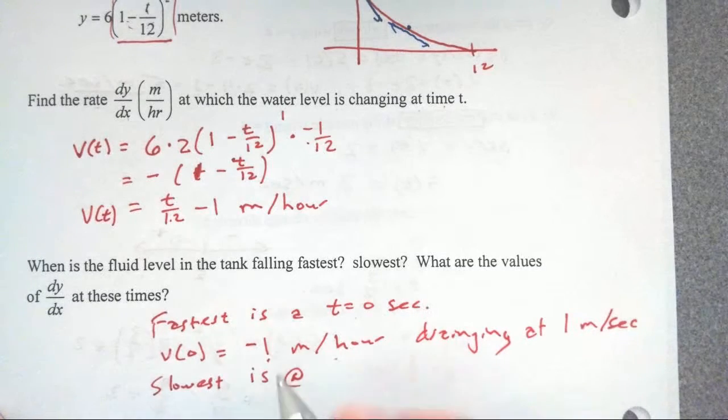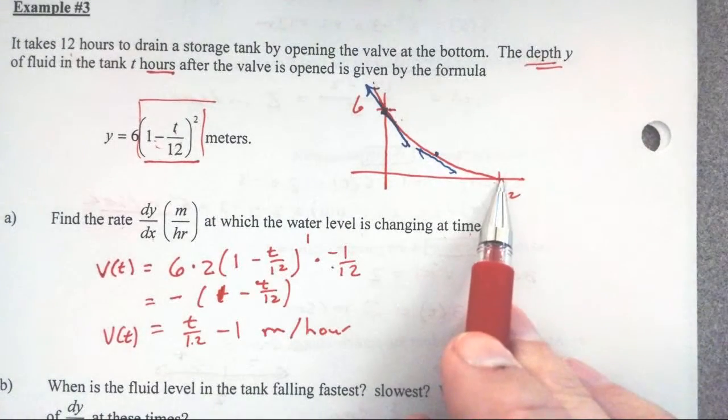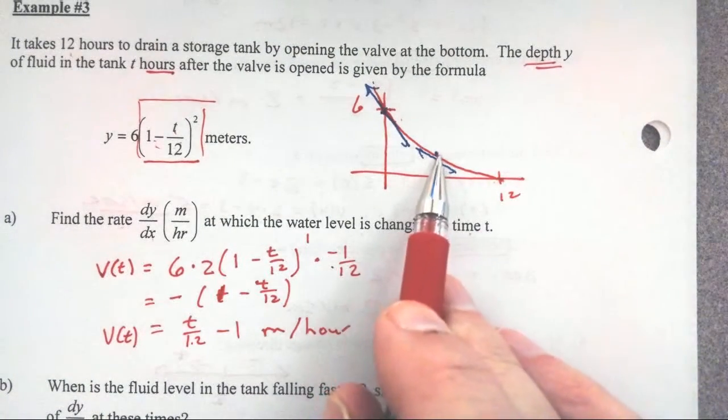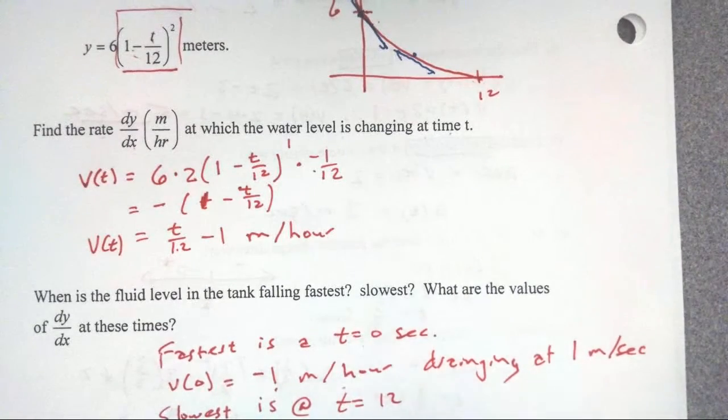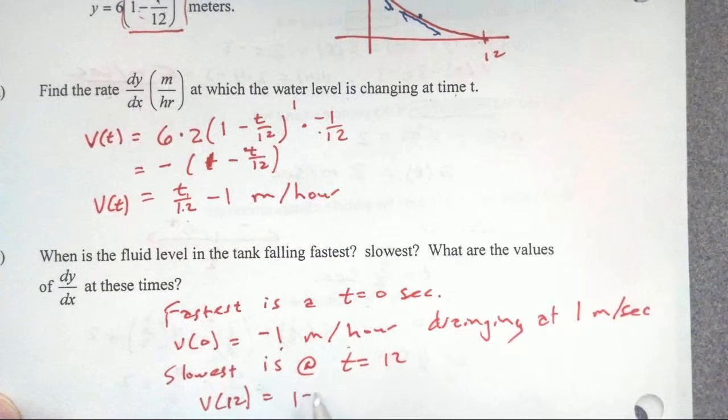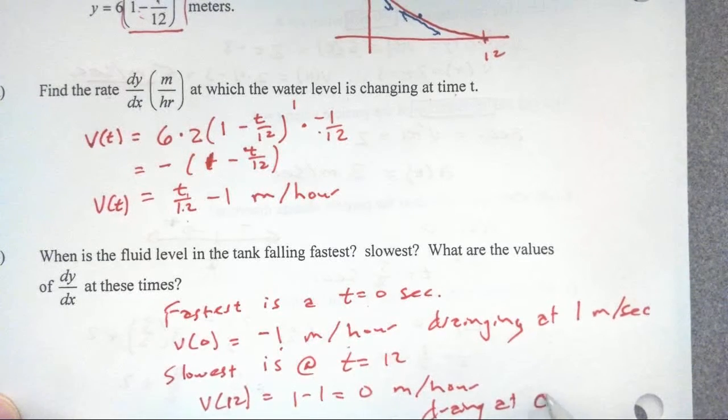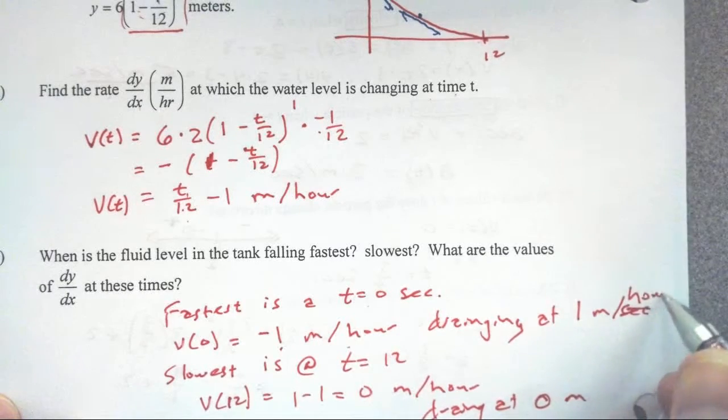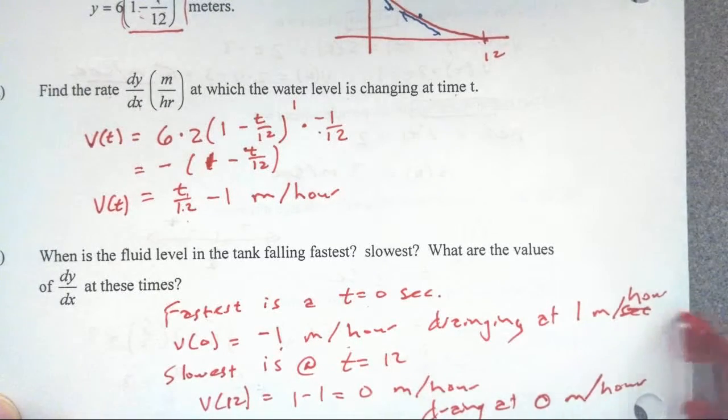And it's the slowest at, what do we decide on that? T equals 12 when we're done here. It's getting less steep, less steep, less steep. So when we put 12 into this, we get velocity at time 12 is 12 on 12, 1 minus 1, or 0 meters per hour. So it is draining at, I guess I didn't need to do that. This should be meters per hour.